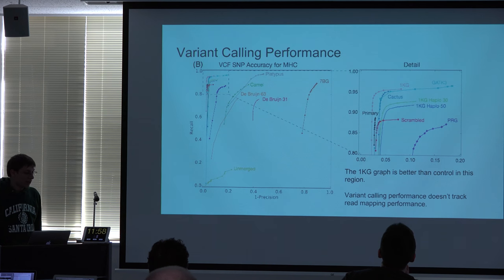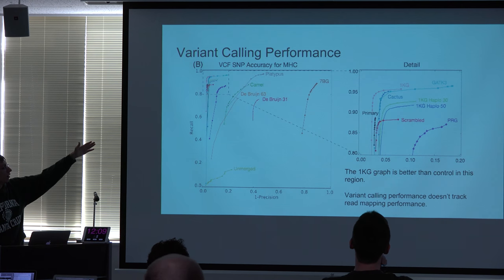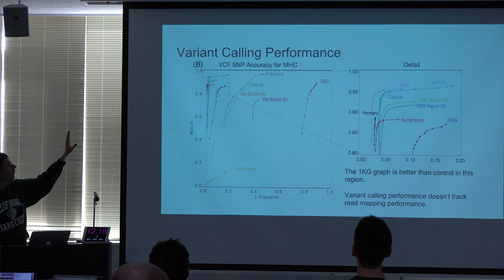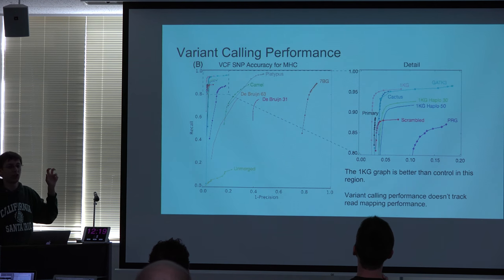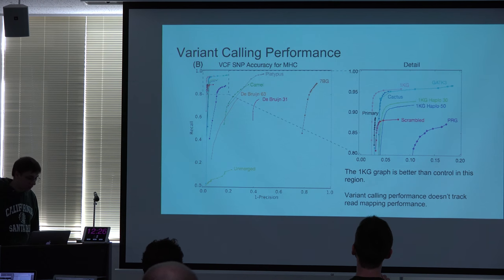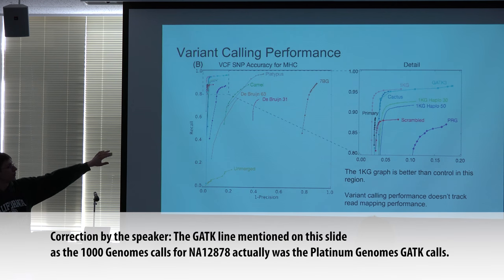We also looked at variant calling performance. We wrote up a simple variant caller. At least on the MHC region, again, we see 1,000 genomes is doing pretty well. This is precision and recall on NA12878, I believe, versus the official Platinum Genomes genotypes in the MHC region for this sample. And you can see we're beating performance on just the primary reference with our pipeline, but also in this particular region, we happen to beat GATK, which we pulled down. I think that's the actual 1,000 genomes calls for this region, our GATK version 3.